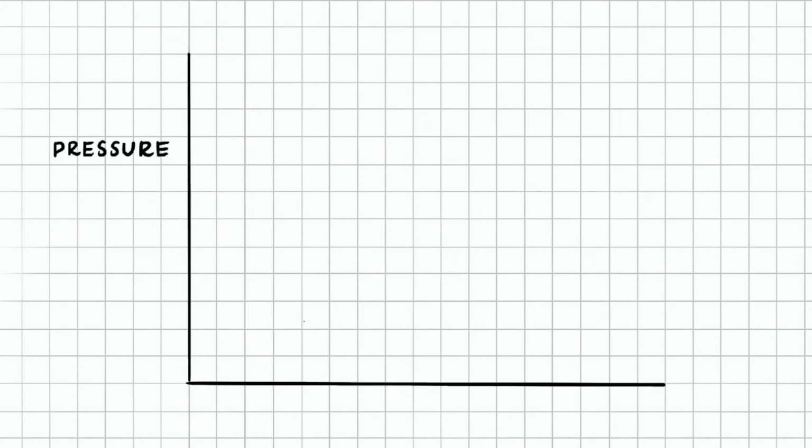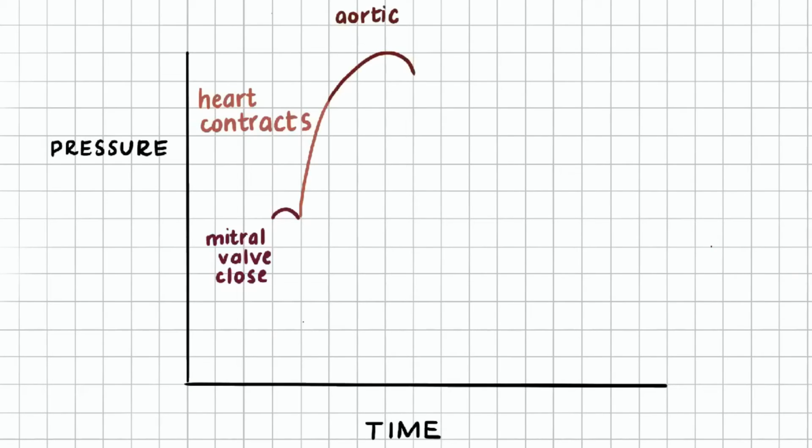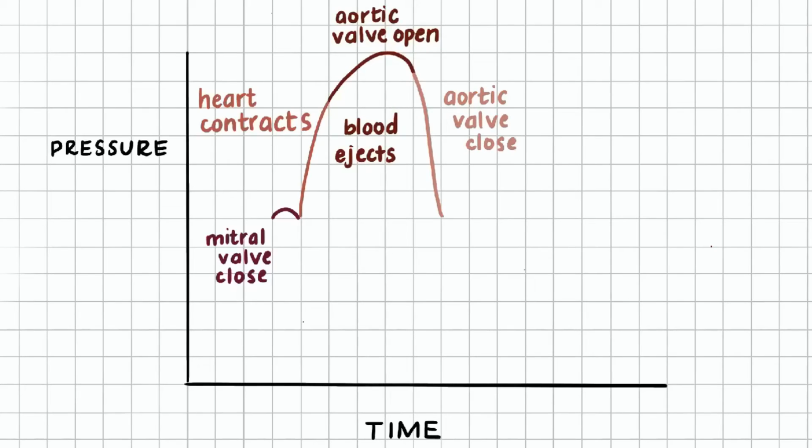Let's start by reviewing what happens with pressure over time. We'll start with the mitral valve closing. The large increase in pressure happens when the heart contracts, building up enough pressure so that the aortic valve opens. The pressure continues to rise and then eventually drops off as the blood is ejected from the left ventricle into the aorta. Then the aortic valve closes and the pressure in the left ventricle drops as the heart relaxes. Finally, the mitral valve opens and we start the process over again.